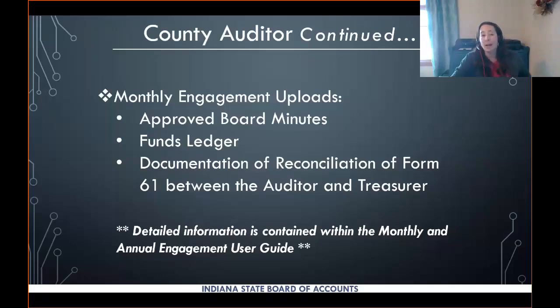All right, and all of this information really is all inside that user guide. You're going to see the little caveat at the bottom here where it says detailed information is contained within the monthly and annual engagement user guide. All of this is there. It goes into lots more detail. It has the list of boards on there that I was reading to you, all of that information. All right, let's go to the next slide.